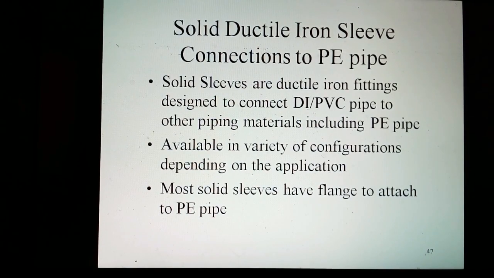For solid ductile iron sleeve connections to PE pipe, solid sleeves are ductile iron fittings designed to connect ductile iron or PVC pipe to other piping materials including PE pipe. They come in a variety of configurations depending on the application. Most solid sleeves have a flange or a J-hub to attach to the PE pipe.